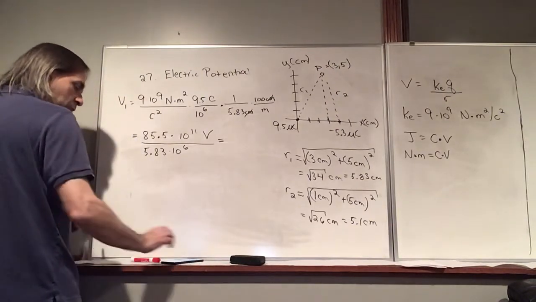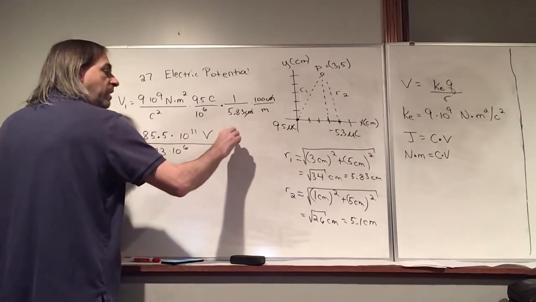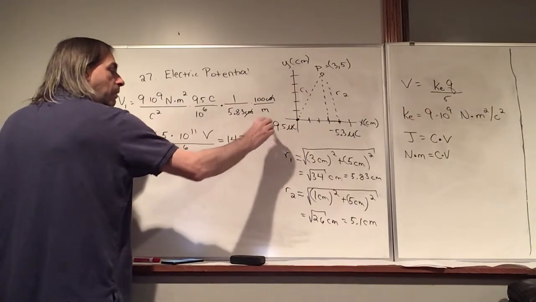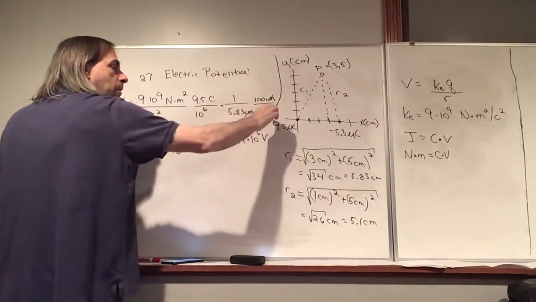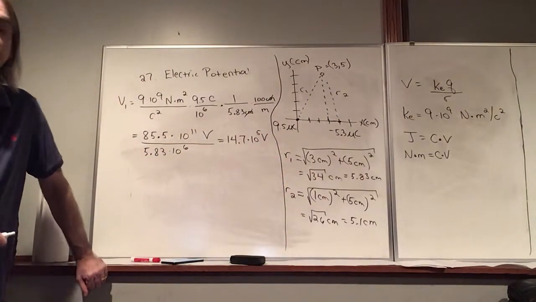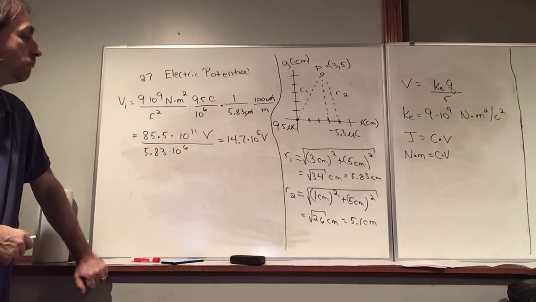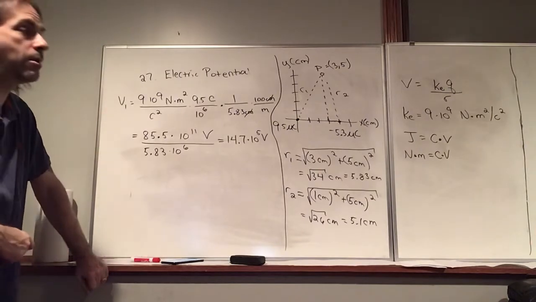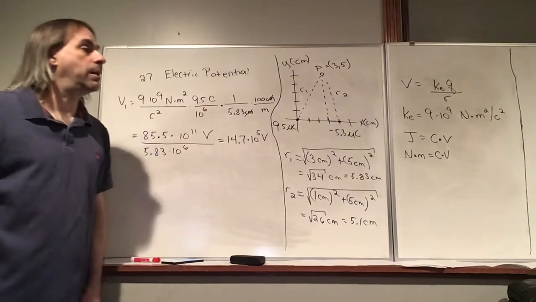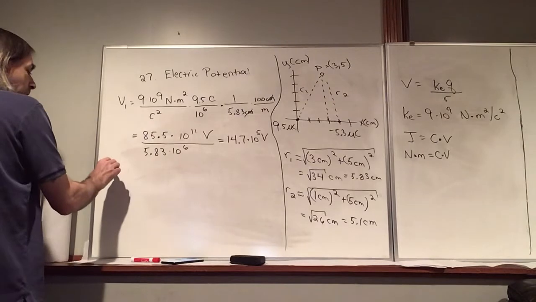We'll get 85.5 divided by 5.83. Oh, I was a bit off. That's 14.7 times 10 to the 5th volts. That's, need a bigger board here. Okay. So that's V1. Again, just straightforward, plugging it into the formula. We just want to be careful about units, basically, and of course, just doing the calculations.